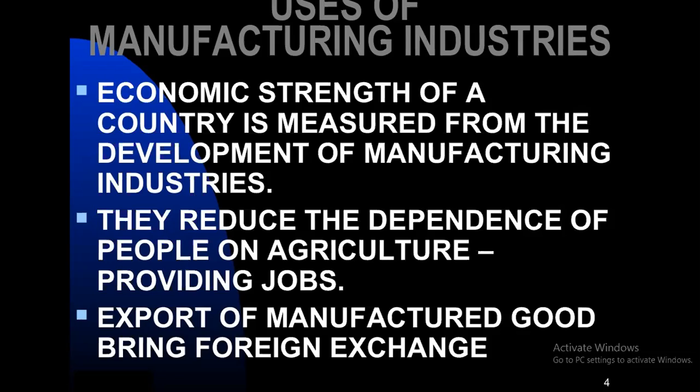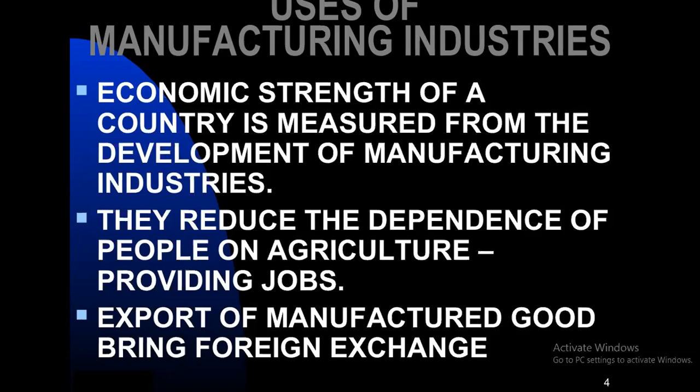Same with wheat, same with rice, same with different eatable substances, same with electrical appliances, so many and so many. So, from wherever we are getting the raw materials, it is sent from the primary to the secondary sector, where the use of manufacturing industry is seen very properly. So, what are they? The economic strength of a country is measured from the development of manufacturing industries. Yes, of course. The development of a country depends upon the development of manufacturing industries.